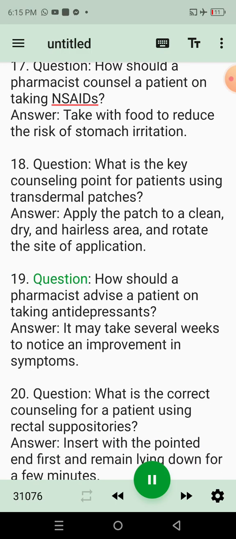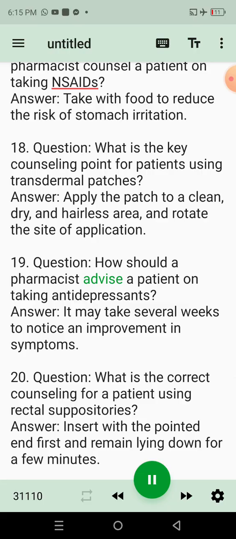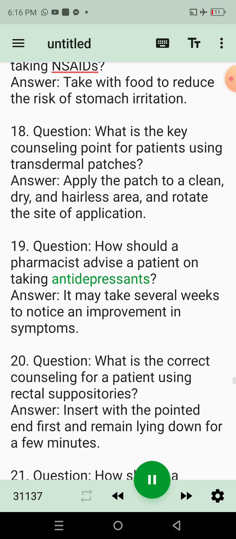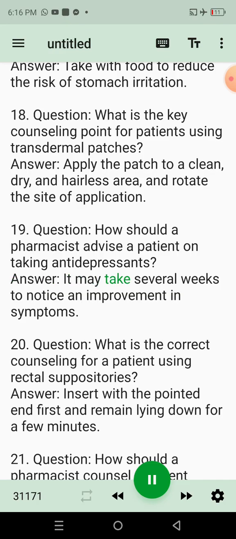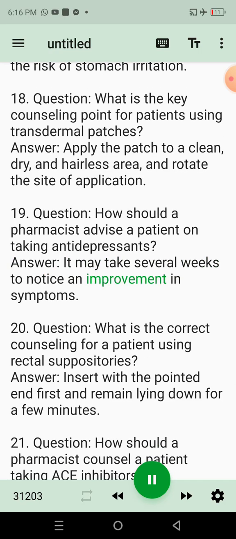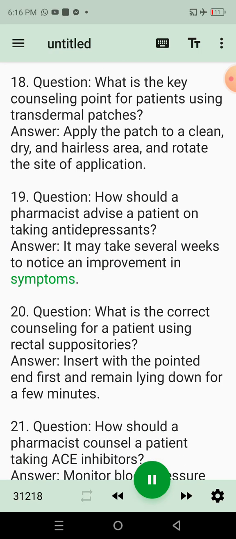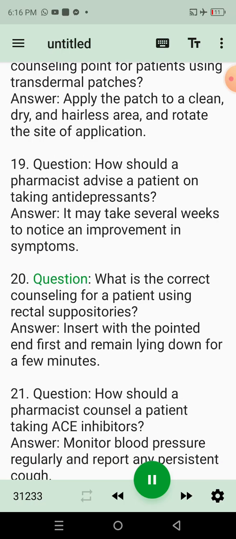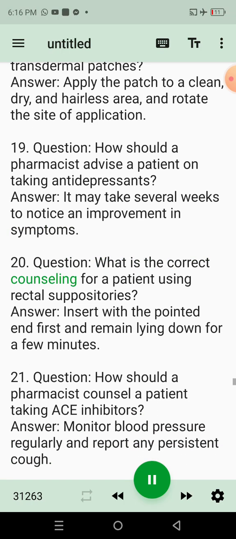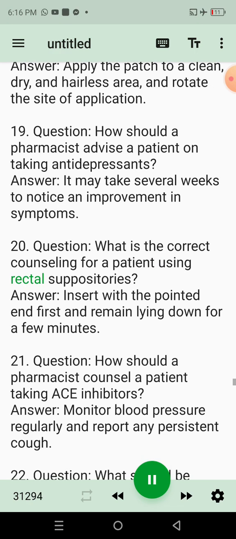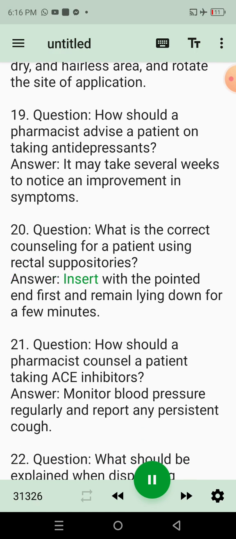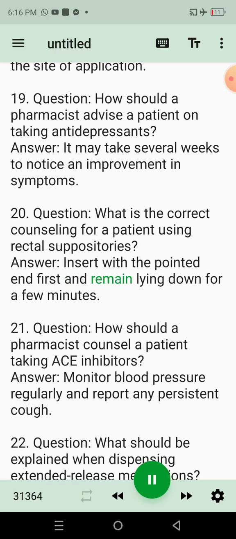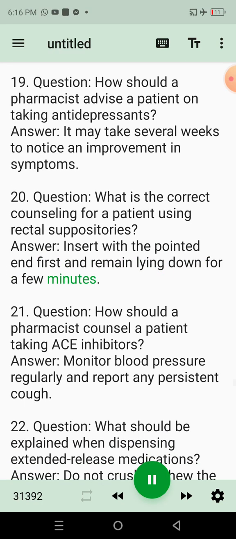19. Question: How should a pharmacist advise a patient on taking antidepressants? Answer: it may take several weeks to notice an improvement in symptoms. 20. Question: what is the correct counseling for a patient using rectal suppositories? Answer: insert with the pointed end first and remain lying down for a few minutes.